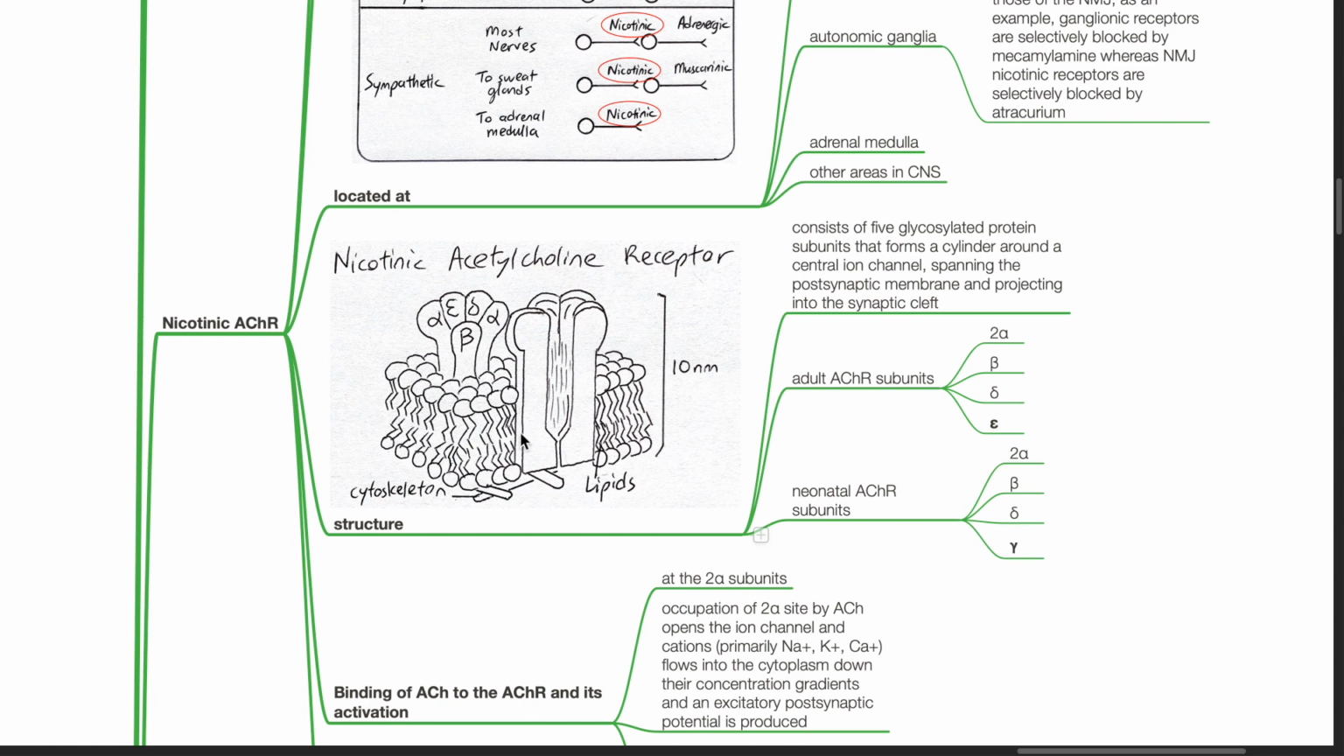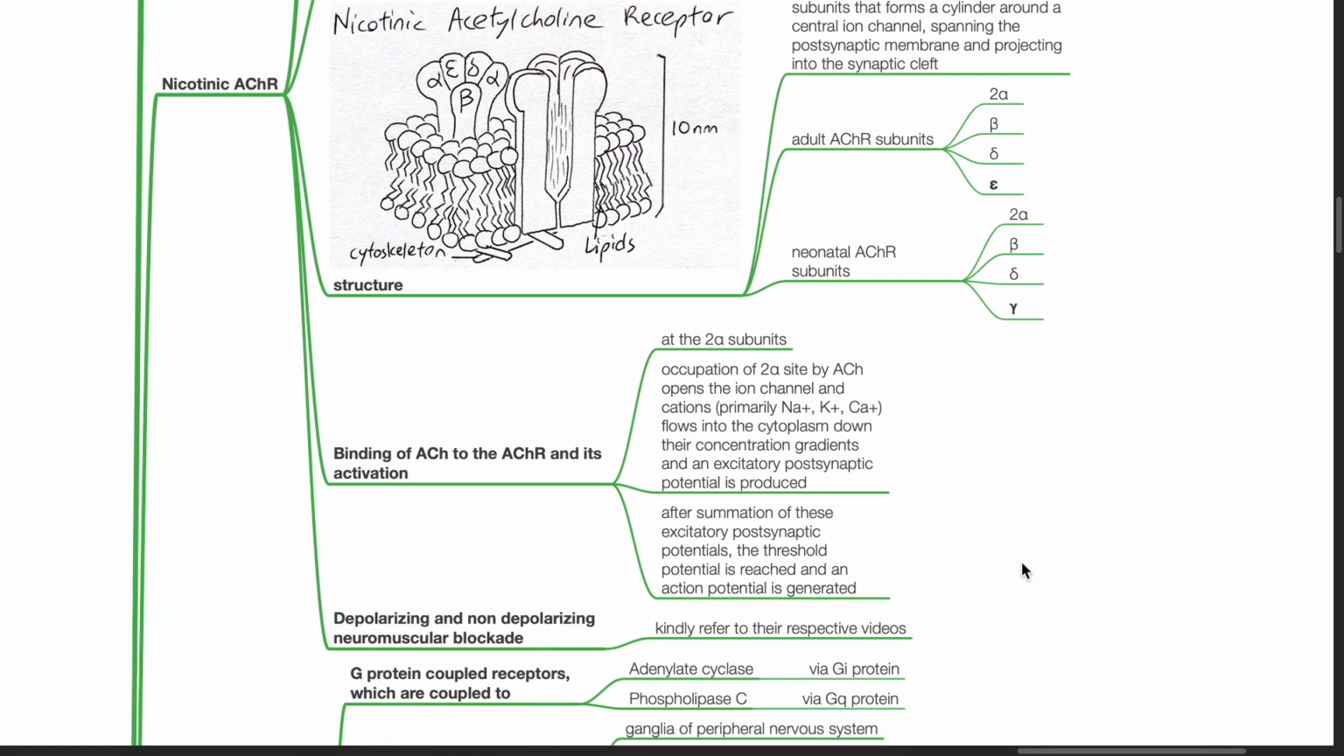Structure. Nicotinic acetylcholine receptors consist of 5 glycosylated protein subunits that form a cylinder around a central ion channel, spanning the postsynaptic membrane and projecting into the synaptic cleft. Adult acetylcholine receptor subunits include 2-alpha, 1-beta, 1-delta, and 1-epsilon. Neonatal acetylcholine receptor subunits include 2-alpha, 1-beta, 1-delta, and 1-gamma subunit.